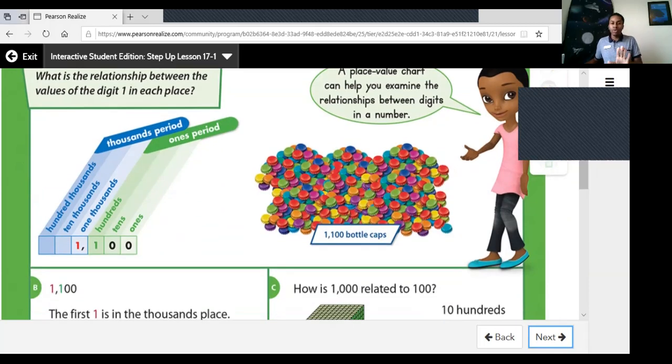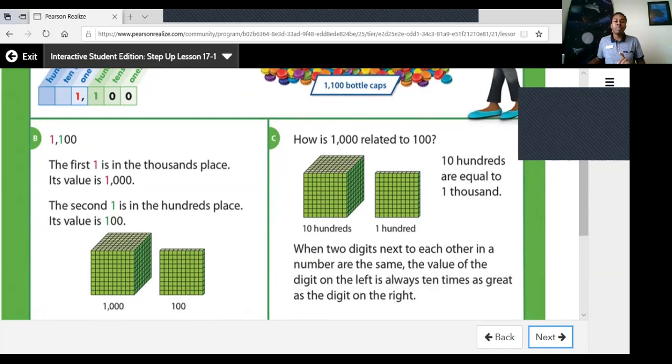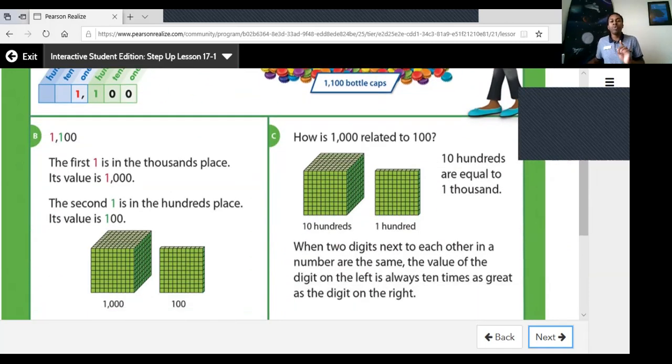So we have the visual of the bottle caps that she has, 1,100 bottle caps, okay? And then she gives us the chart of the ones period and thousands period because we have 1,100. The 0 goes in the ones, the 0 goes in the tens, 1 goes in the hundreds, and the first 1 goes in the 1,000s place, okay? Taking a look at part B, we have 1,100. The first 1 is in the thousands place, as we said, its value is 1,000. The second 1 is in the hundreds place, the value is 100, okay? All right, taking a look at part C, it says, how is 1,000 related to 100?